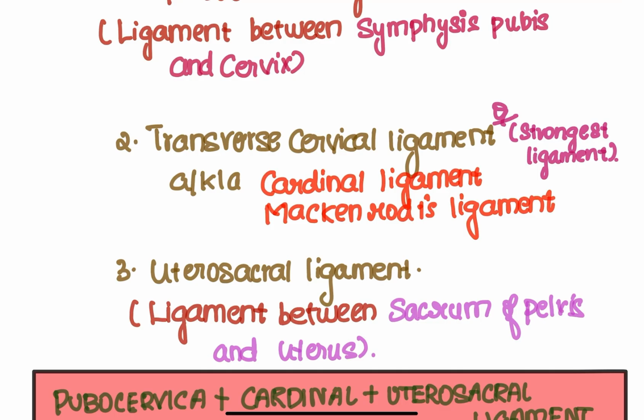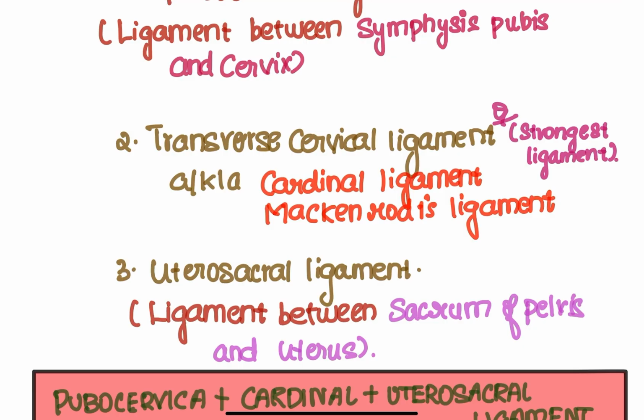Okay, now out of these three ligaments, which is that one ligament which is very important? The most important ligament is the transverse cervical ligament, because it is the strongest ligament supporting the uterus, providing support and stability to the uterus. Therefore, this transverse cervical ligament is called the cardinal ligament. Cardinal means it's the most important ligament out of these three ligaments.